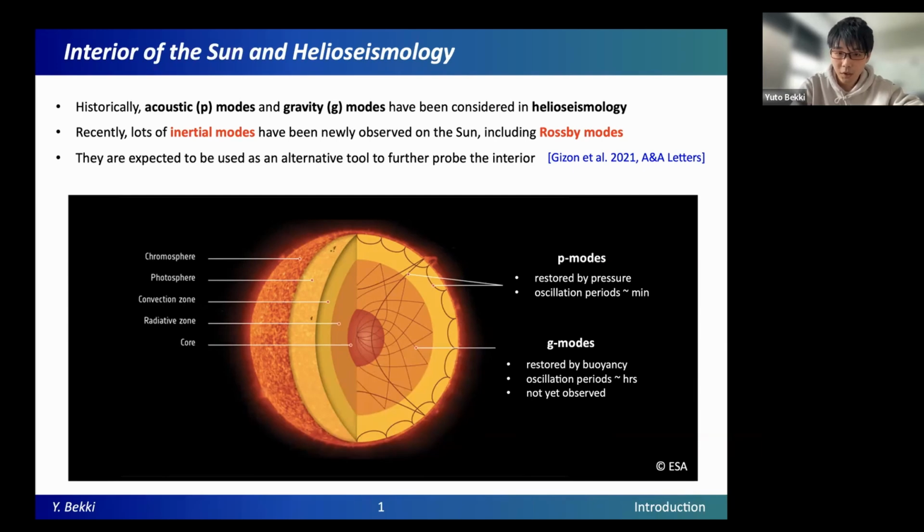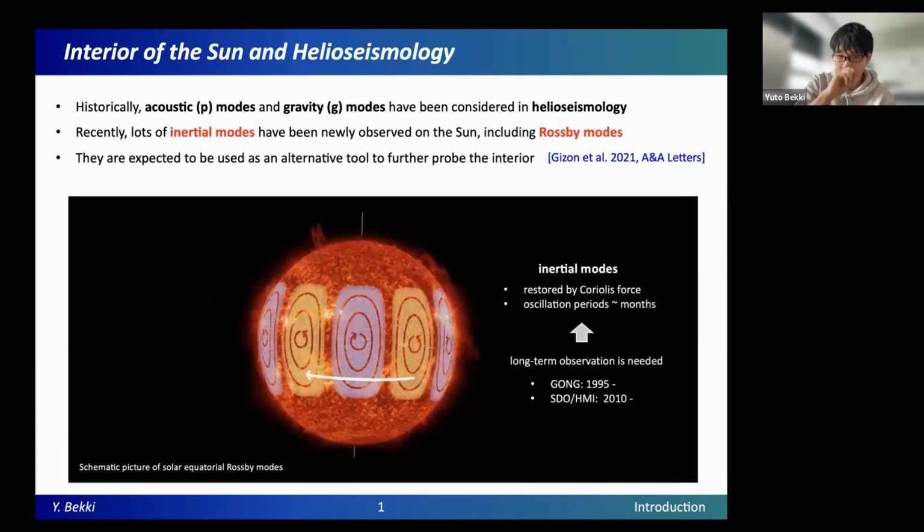Historically, P modes or acoustic modes have been extensively used to do helioseismology. They are stochastically excited by turbulent convection in the convective envelope and can be very clearly identified at the surface. We also have G modes in the deep radiative interior where the stratification is convectively stable. Both of these are high frequency modes of oscillation, with oscillation periods of minutes to hours.